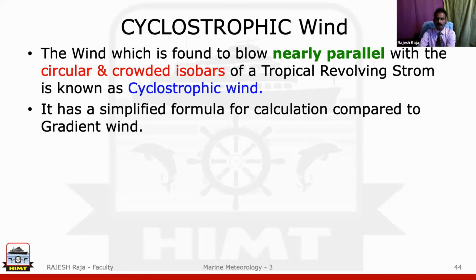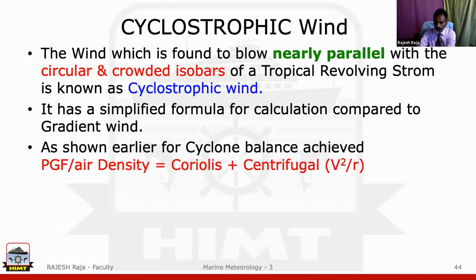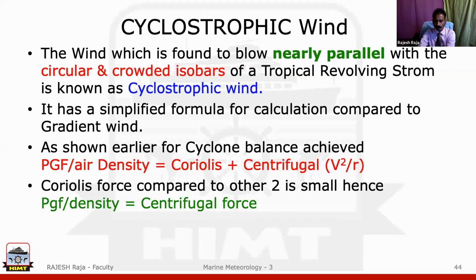It has a simplified formula for calculation compared to the gradient wind. You don't have to remember the formulas. It is again exactly the same thing: PGF balancing the Coriolis and centrifugal force in a low pressure in the northern hemisphere. Now what they have found out is the Coriolis force, compared to these other two, the PGF and centrifugal, is very, very low near your tropical region and in a cyclone. So what they do is they discard it, and that is the reason they say that it is nearly parallel. So I'm discarding the Coriolis force.